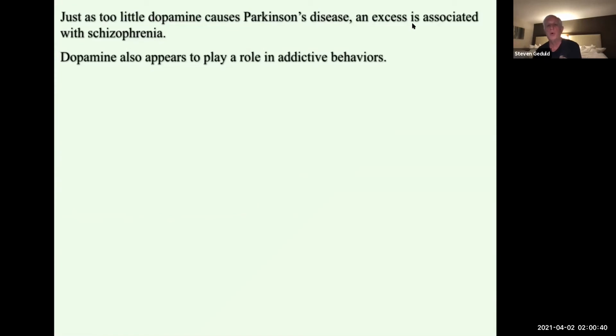Dopamine also appears to play a role in addictive behaviors. People who are addicted to certain things, Diet Coke, for example, cigarettes, heroin, morphine, it's because of the dopamine receptors in the brain that are causing it. They cause addictive personalities or addictive behaviors. In proper amounts, it causes a pleasant, satisfied feeling.